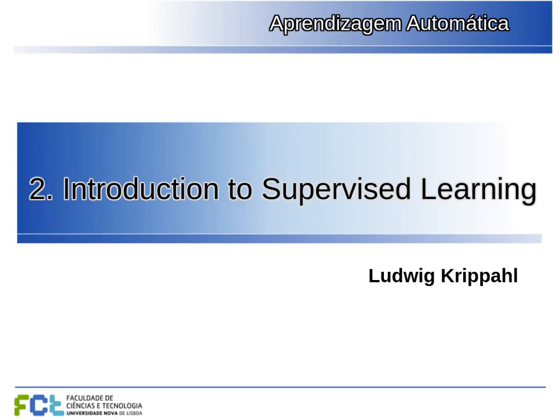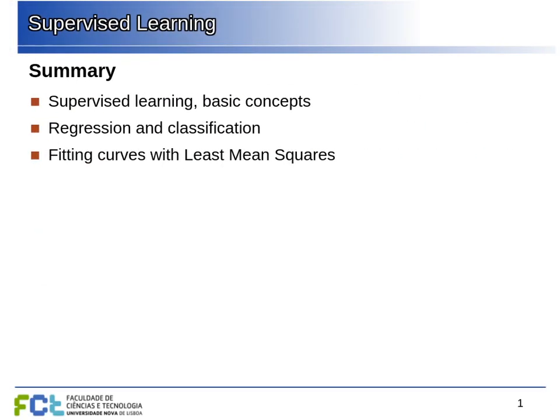In this lecture, we're going to start looking at supervised learning. We're going to look first at some basic concepts to have a general idea of what supervised learning is, and look at two different types of problems, regression and classification. And then we're going to look into more details on how we can find an hypothesis to solve a supervised learning problem in the case of regression, and we're going to fit curves to data points with least mean squares.